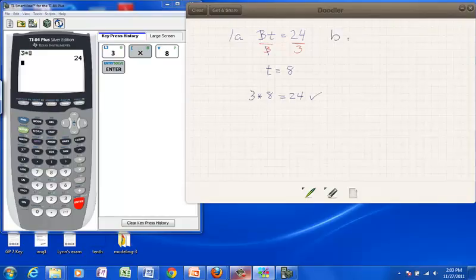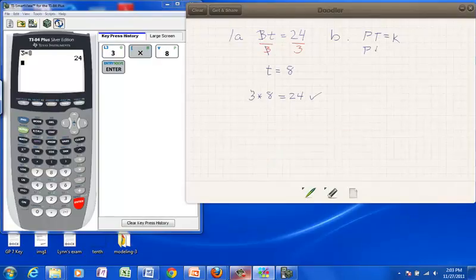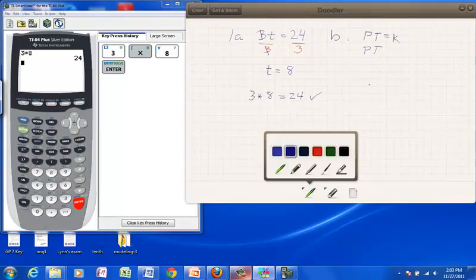So part B should have been a little more challenging because we've never done anything like this before. It says to rewrite this equation so that the variable t is isolated. So we want the variable t to be all by itself. So for just now, I'm going to make the t a different color. So this is the variable t that I want to be isolated.